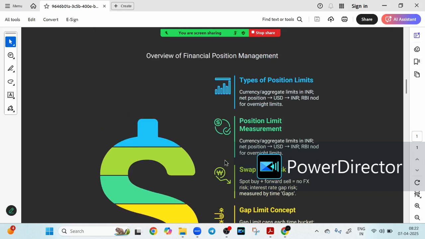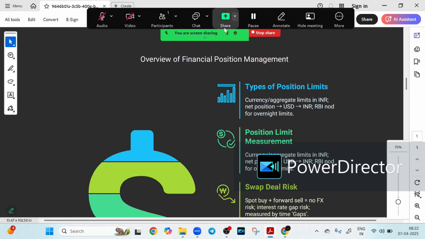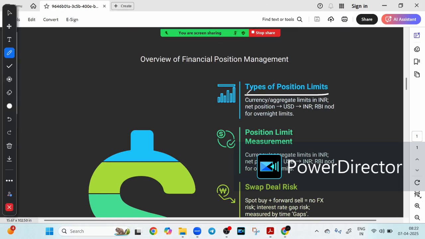Now friends, let's move to the overview of the financial position management. Let's decode a financial position management framework, a crucial system that keeps a bank's forex and treasury exposure in check within the regulatory comfort zone. First of all, the types of position limit. Let me zoom in a little bit so that this picture becomes clear.